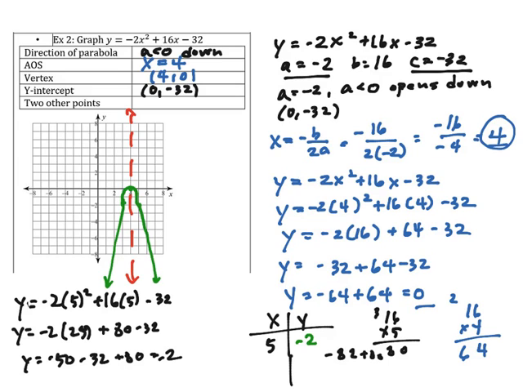Sorry. And so I have my other 2 points could be 5, negative 2, and 3, negative 2. Okay, and that's my final answer. Good job.